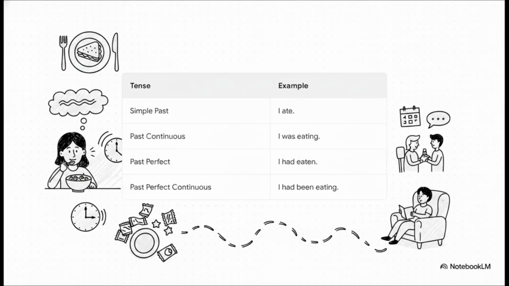Just look at this. It's so clear. I ate is a simple, finished fact. Done. I was eating puts us right in the middle of the meal. We can almost see the fork moving. I had eaten creates a timeline. It tells us the meal was over before something else started. And I had been eating, well, that emphasizes how long the meal was going on. See? 4 tools, 4 totally different stories, all from one little verb.